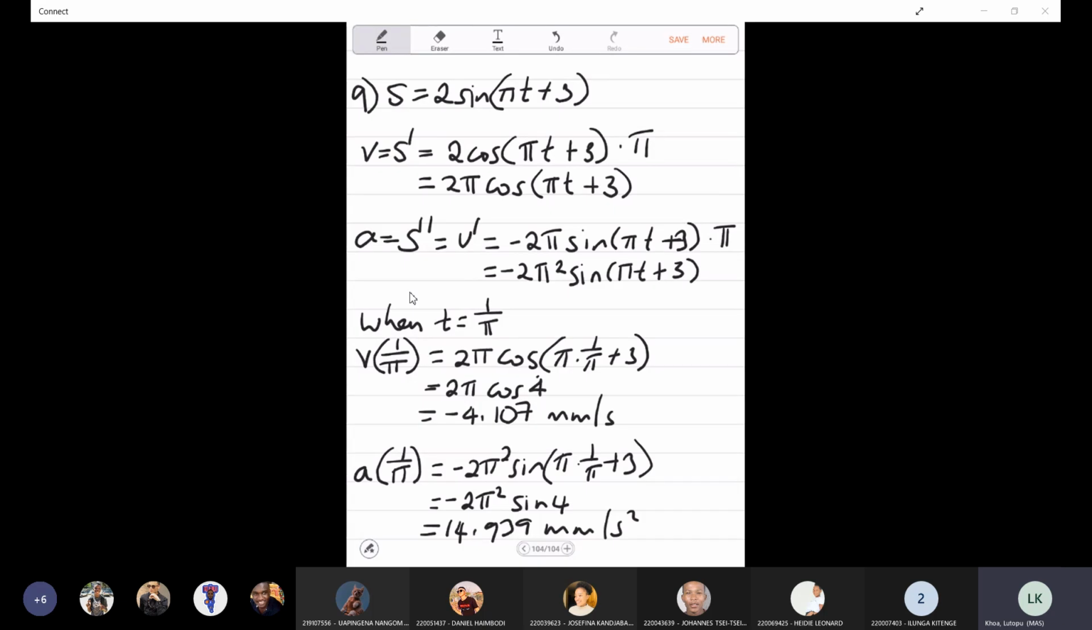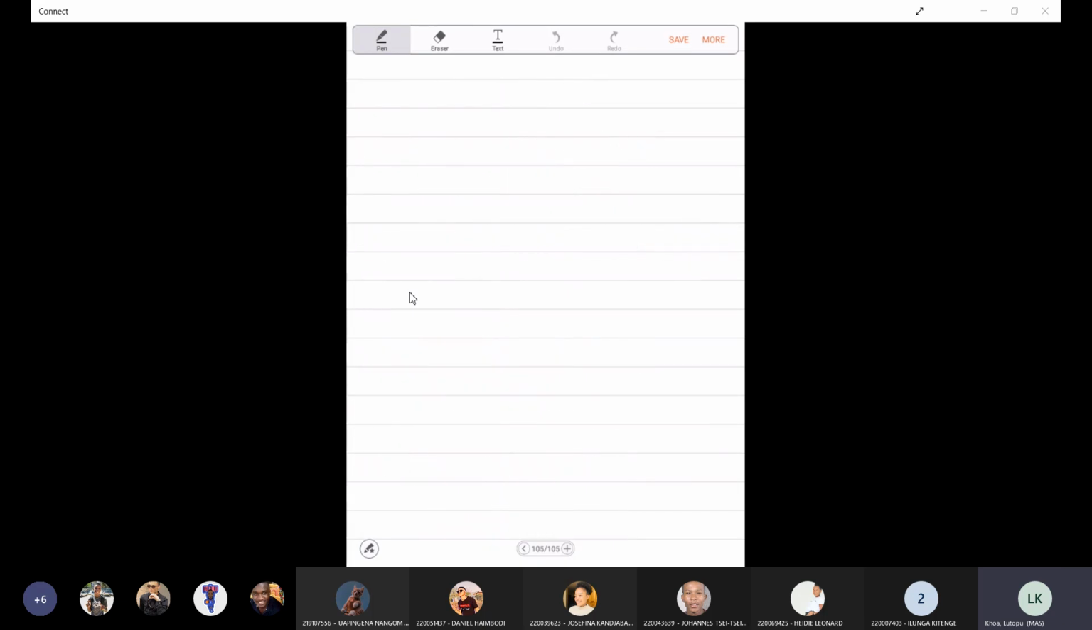Okay, then number 10. We're told that a disk rotates through theta radians during t seconds according to the equation theta is equal to 10 minus 2t plus t to the power of 3. Then we want to find the angular velocity and angular acceleration after 2 seconds.